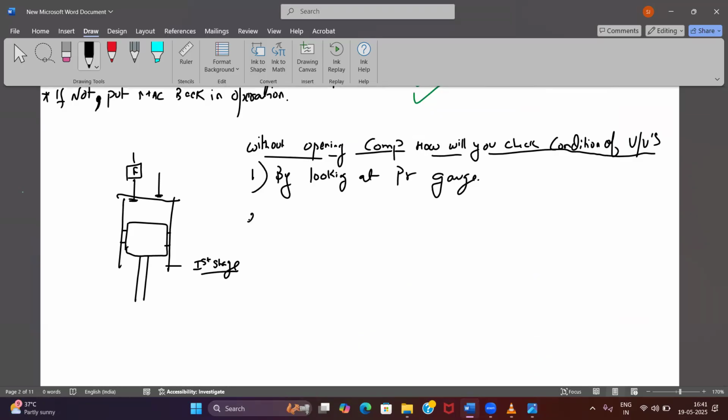What is the second thing? Sir, we can check this by stopping the compressor. We can keep our hand on top of the filter and check if it is taking suction or not. So, I have removed the filter and kept my hand on top of it. Now what?